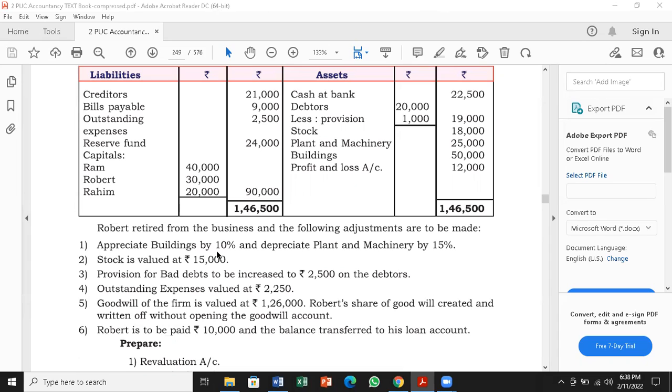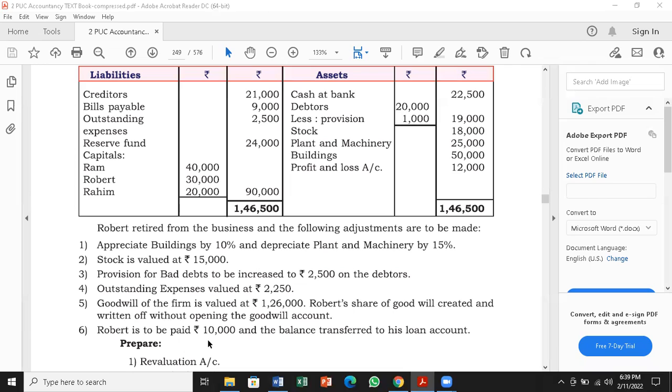First one, appreciate buildings by 10% and depreciate plant and machinery by 15%. Second one, stock is valued at 15,000. Next, provision for bad debts to be increased to 2,500 on debtors. Underline the word to. So difference we have to take. Already some provision is therein. So this is the value that should be shown in the balance sheet as provision. Next, outstanding expenses valued at 2,250 is a revaluation value.